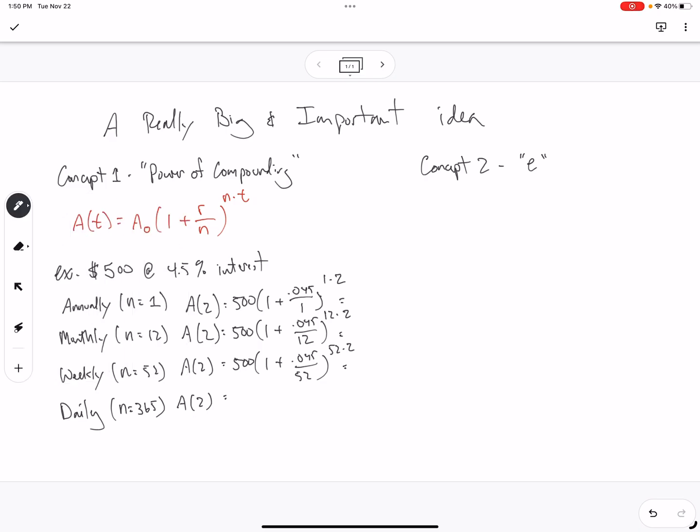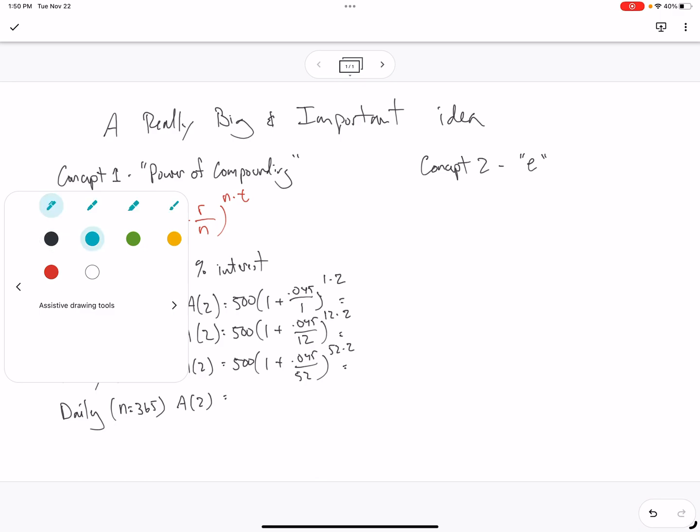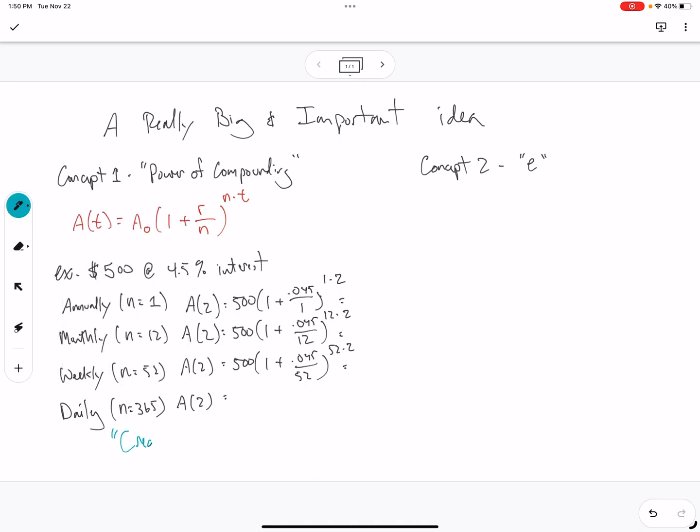And then finally, we're going to compound daily. And this, just so you know, this is how credit cards do it. When you look at a credit card, they compound daily because it's the way they can make the most money. So you're still borrowing $500. You're still at an interest rate of 4.5%. Make sure you use the decimal.